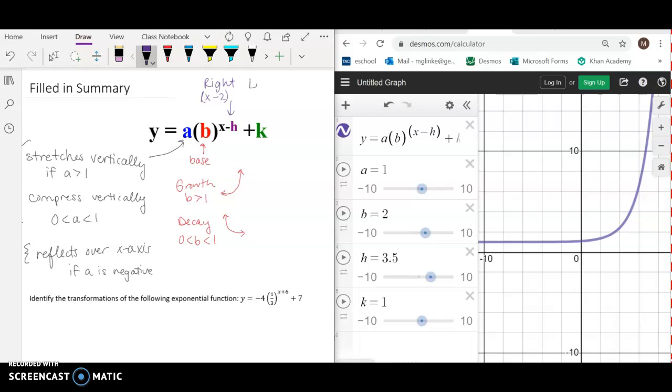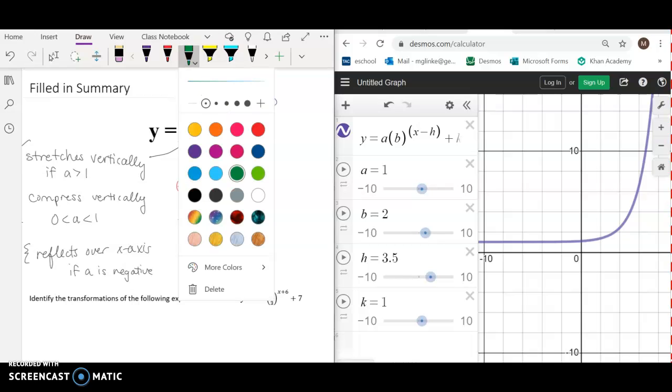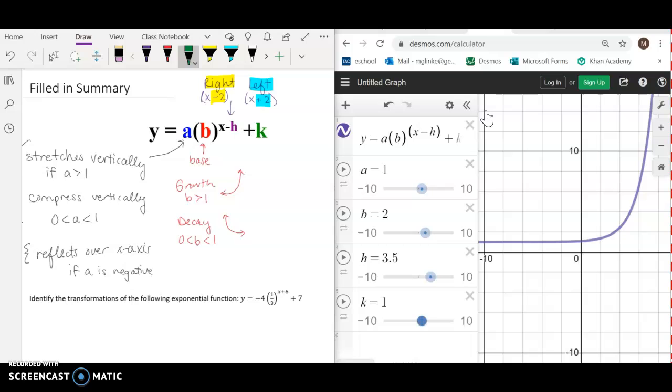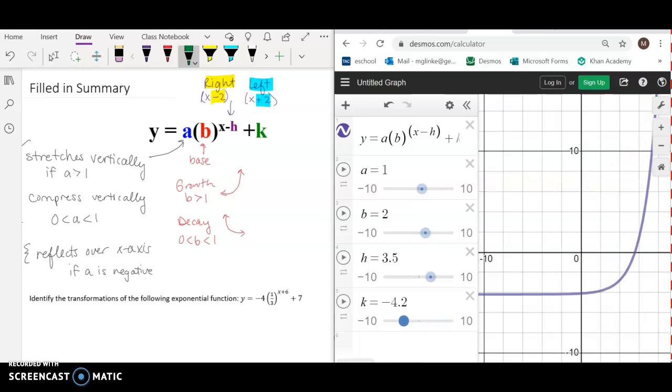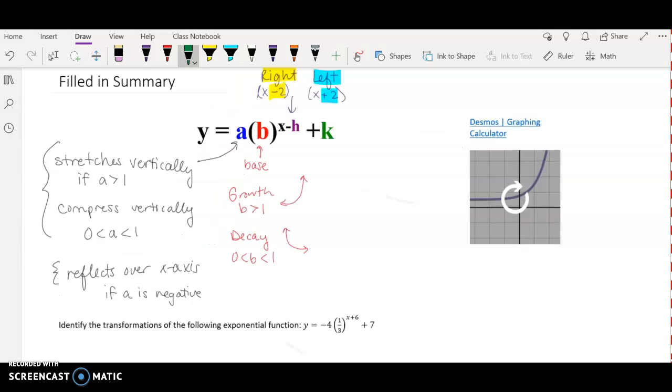And it's going to move the graph left if it's x plus 2. Now it is going to be backwards of what you think it is. So if it's minus 2, it's to the right. If it's plus 2, it's to the left. So it's the opposite of what you might think it would do. And then the very last one is your K value. Looking over at the graph on the right, the K value is just going to move your graph up and down. Okay, so I'm going to do this full screen now.